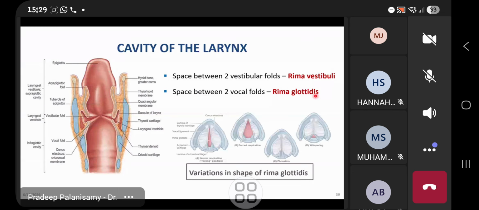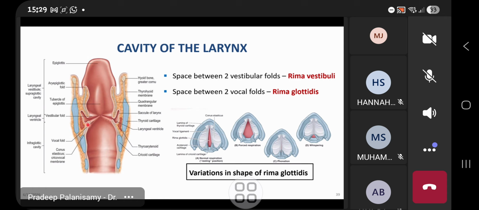Okay, and this is very important, because that is the one which is closing and opening and creating the sound which is coming up, which is responsible for voice production as well as for your breathing.